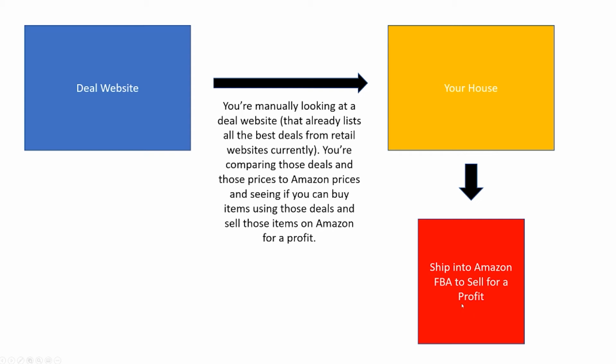Now with these, you're manually looking at the deal website that already lists all the best deals from retail websites currently, and you're comparing those deals and those prices to Amazon prices and seeing if you can buy those items using those deals or those coupon codes specifically, and then selling them on Amazon for profit, okay? So sourcing deal websites manually, ordering them to your house, and then selling them on Amazon and shipping them into FBA or merchant fulfilling them if you want.